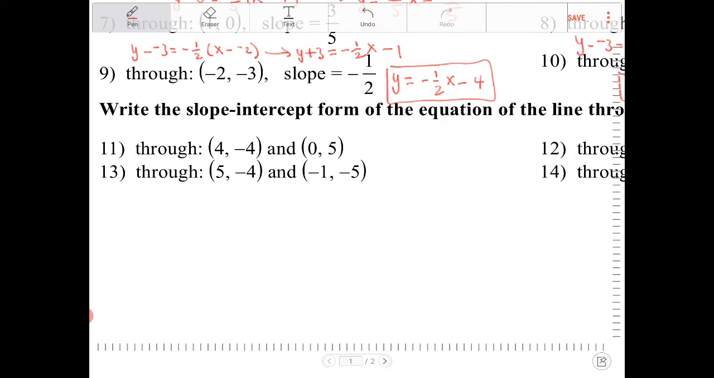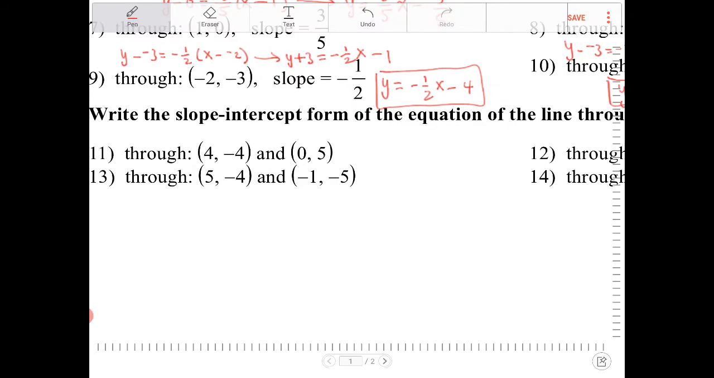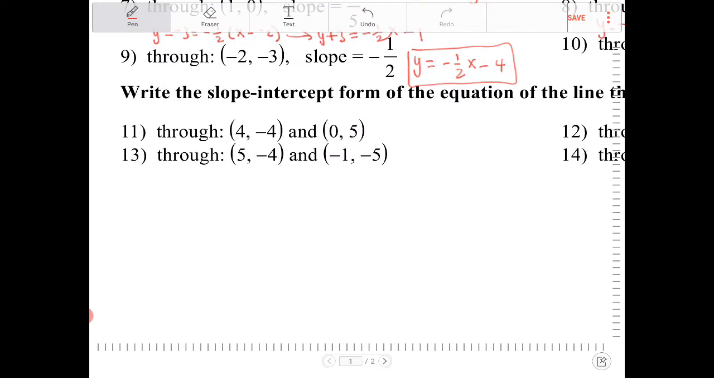All right, going through (4, -4) and (0, 5). Again, I need to write this in slope-intercept form. For something like this, I encourage you to write the equation of a line in point-slope form first, and then afterwards rewrite it into slope-intercept form. So I'm going to find the slope for question number 11.